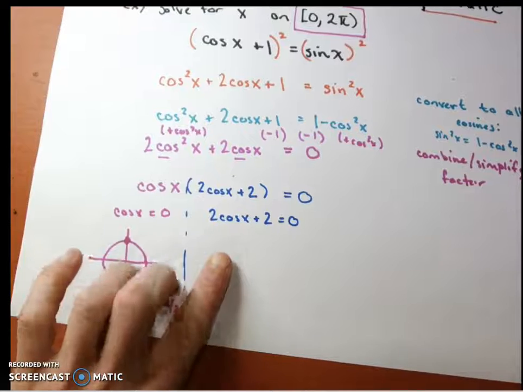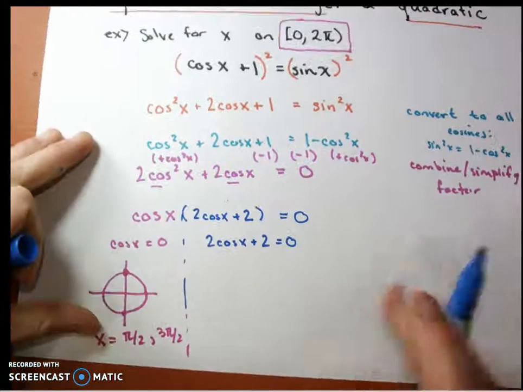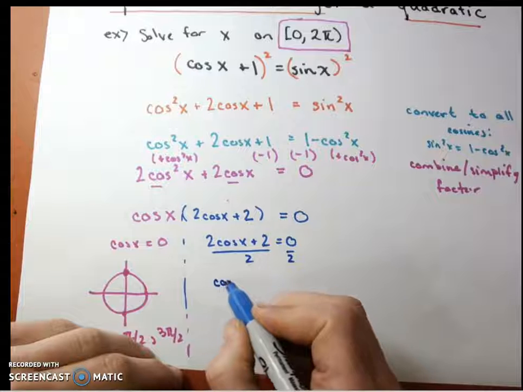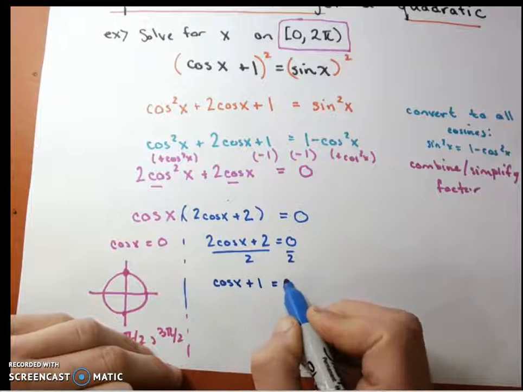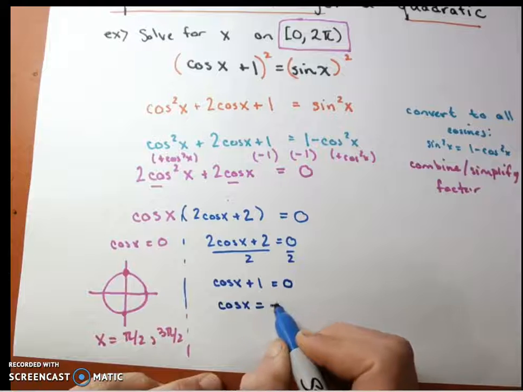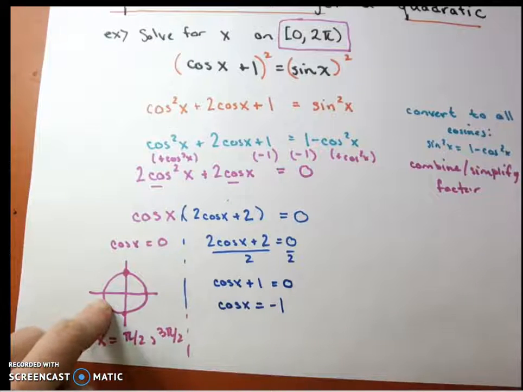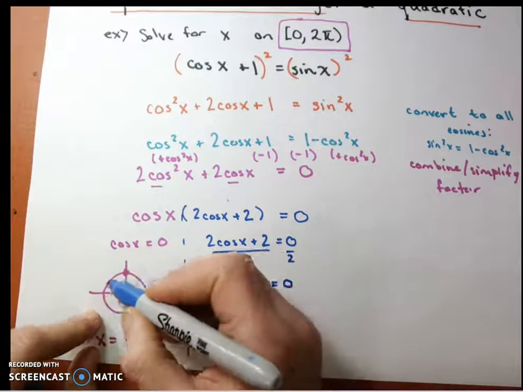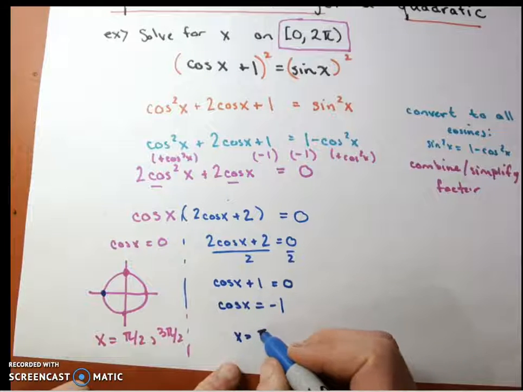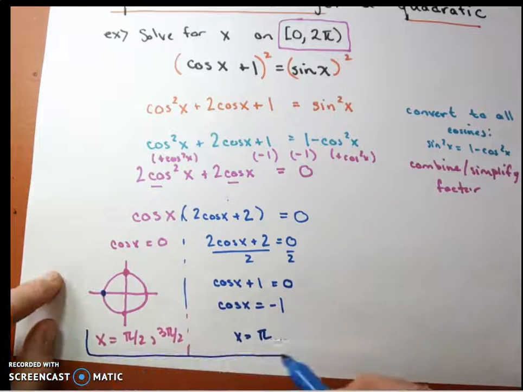Now for the blue factor, I'll divide both sides by 2, and I'm left with cosine x plus 1 on the left and 0 on the right. So now I have cosine x equals minus 1. Let's see where that happens on the unit circle. That's when my x-coordinate is -1. That only happens when x equals pi. So these are my solutions.